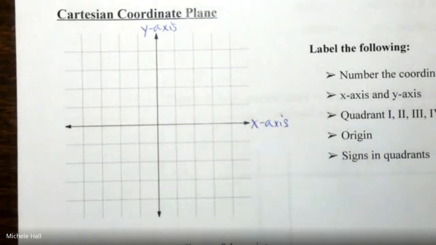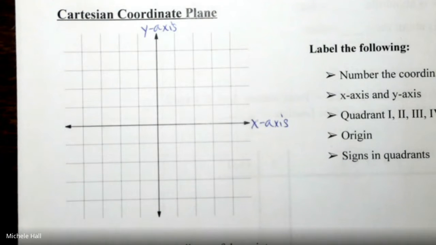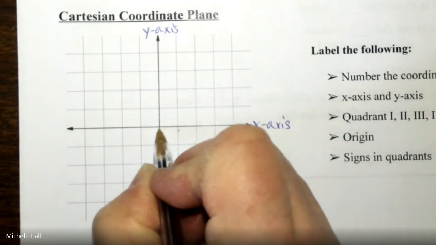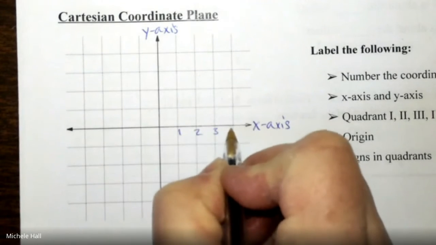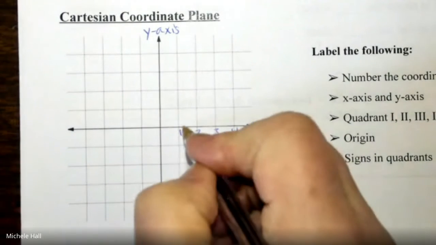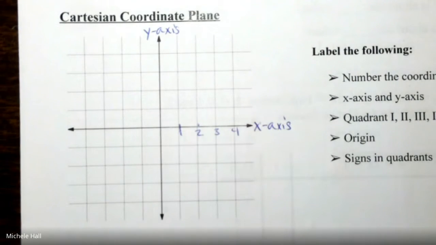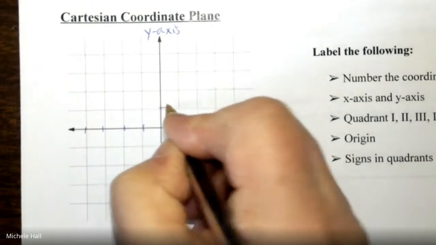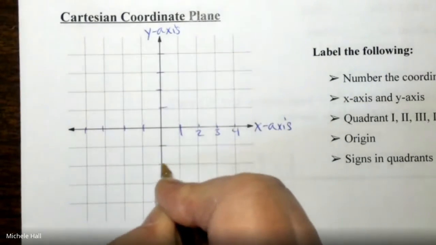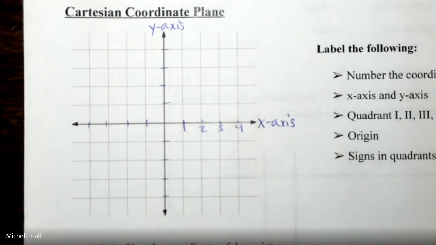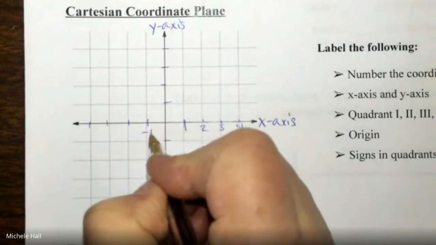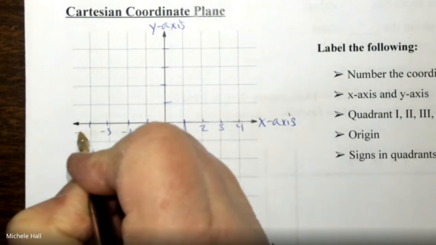Now let me tell you, if you don't number your graphs correctly, I will take points off. You look at all graphs, they're all numbered exactly one way. The numbers are below them. This is 0, so this would be 1, 2, 3, 4. It goes below, not on top. What do you think is going to be on the left-hand side of 0? Exactly. -1, -2, -3, -4.